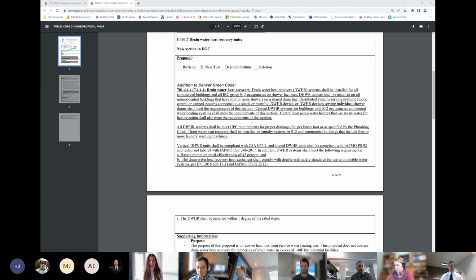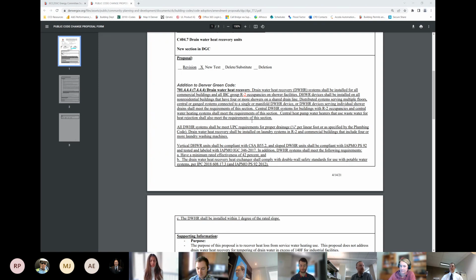Structurally, I find this section tough to read, to know when it's required and when it's not required. Because it starts off as drain water heat recovery is installed in all commercial buildings and all IBC R2 occupancies on shower facilities. So first, in that first sentence, the shower facilities apply just to R2 or commercial buildings, and what's the definition of a shower facility?